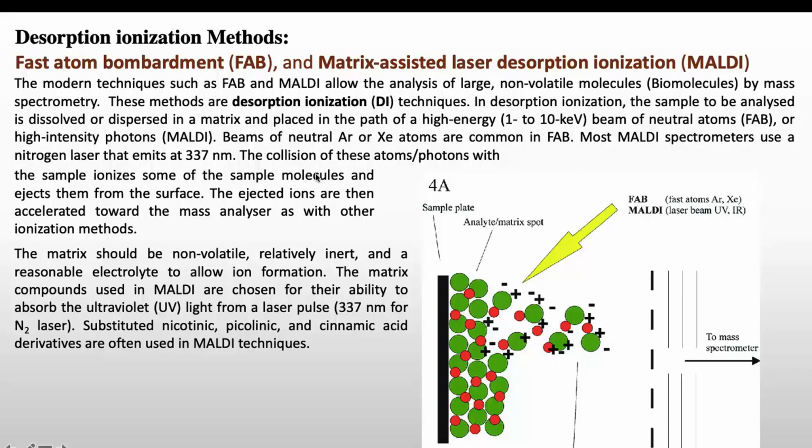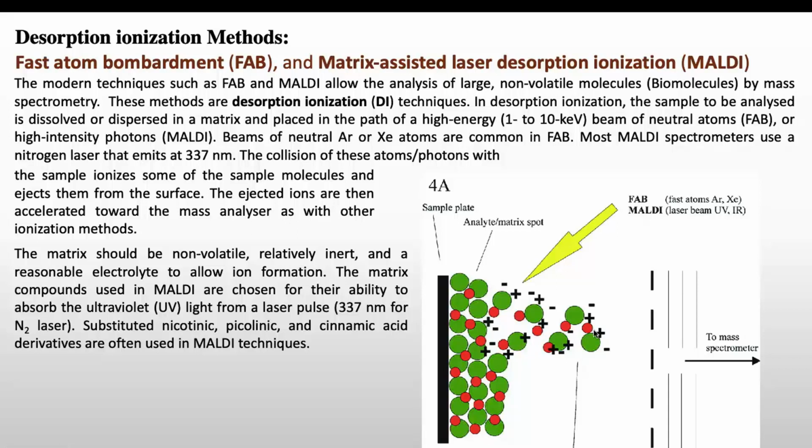Now the collision of these atoms or photons with the sample ionizes some of the sample molecules and ejects them from the surface, like in this way, and the ejected ions are then accelerated toward the mass analyzer as with the other ionization methods. So it's very simple: you load your sample on the matrix and bombard it with the beam of neutral atoms or photons, then they will eject and ionize the molecules in this form, and then they will go towards the mass analyzer as we have discussed in previous methods.